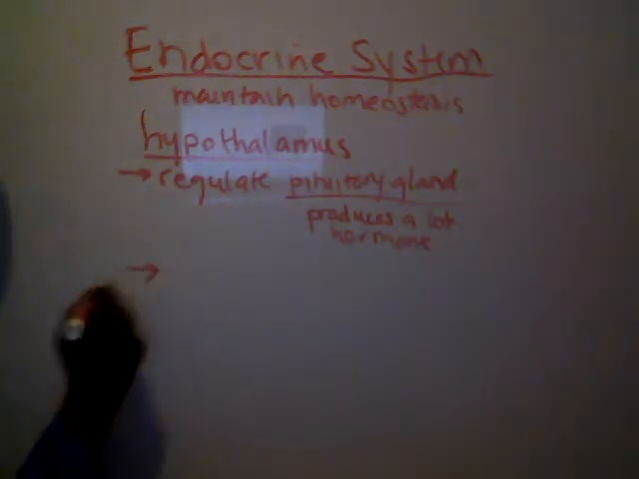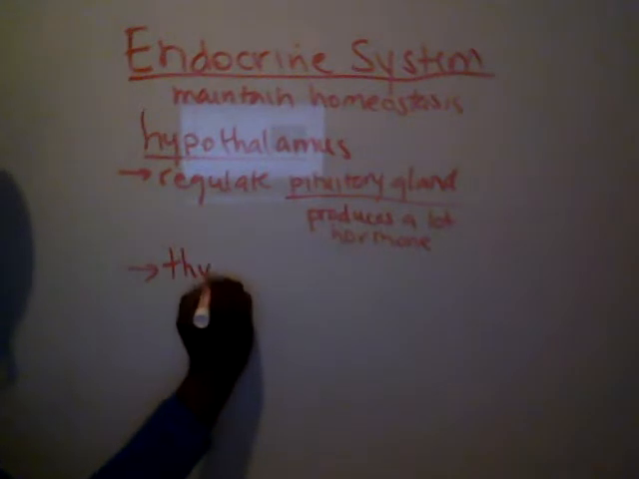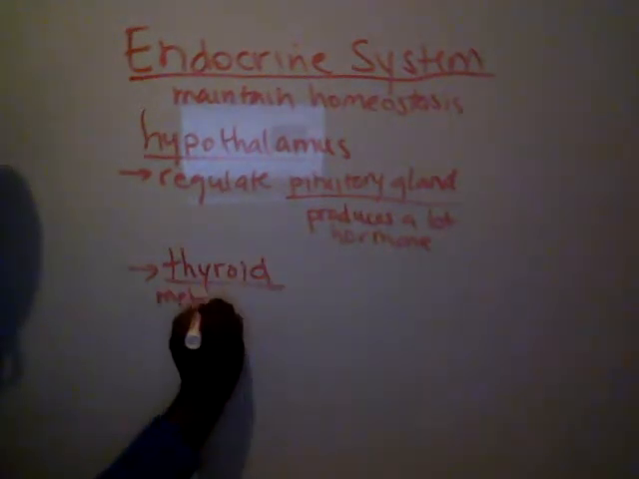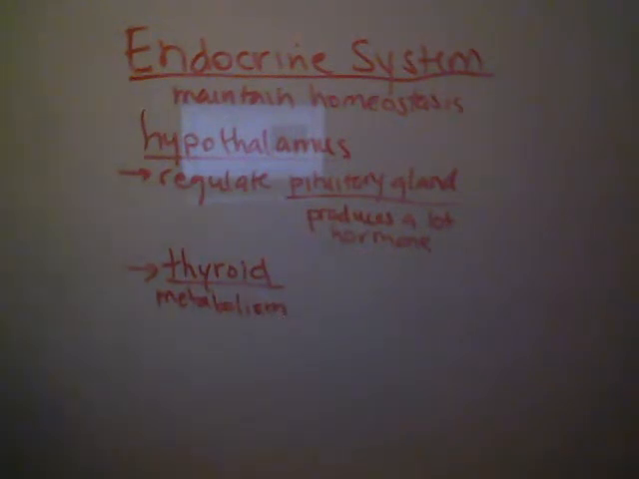The next endocrine gland we'll talk about is the thyroid. The thyroid gland deals a lot with metabolism. You may hear this word metabolism a lot, or someone may say they have an overactive thyroid or underactive thyroid. Metabolism, just to simplify that, would be like how quickly or how slowly you may break down foods or how quickly or slowly your body may react to things.